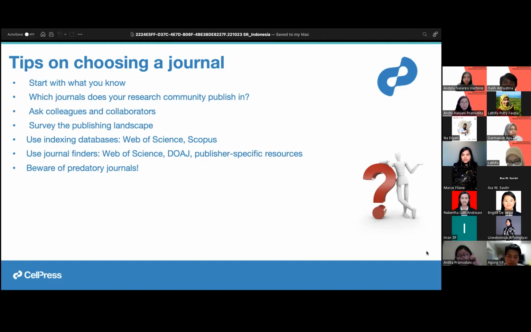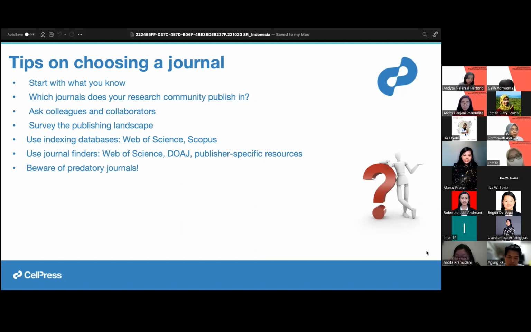So the first thing you do is you start with what you know. If you're working on a scientific project, if you are doing scientific research, then presumably you have already engaged with the scientific literature in your area. You've already looked at publications to get a sense of the background of your field, the development of your field, to understand where your research fits into the field. So you've already engaged with the literature. So where do those people publish? The leading papers in your area of research, which journals are they in?